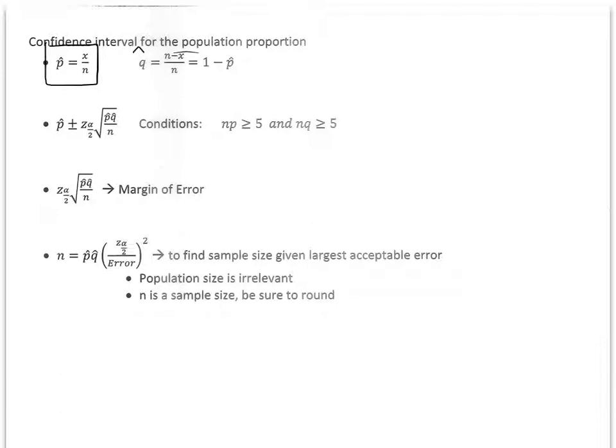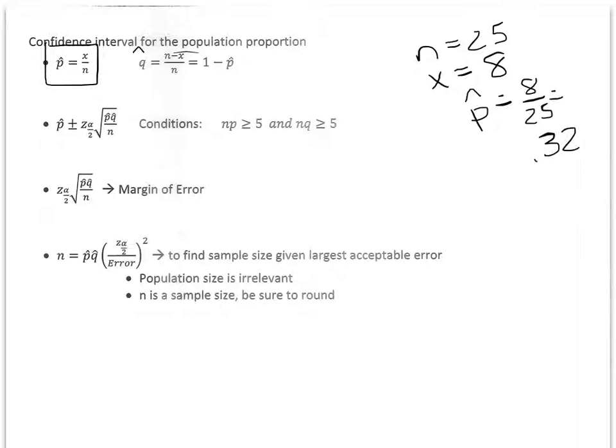So when we talk about this, let's say we're looking at the number of freshmen in a particular class. And in that class there's 25 students and 8 of them are freshmen. To get p hat, all you would do is take 8, divide by 25, and the proportion would be 0.32. To find q hat, all you do is subtract that value from 1. So if my p hat value is 0.32, my q hat value would be 1 minus that number. They're just complements.